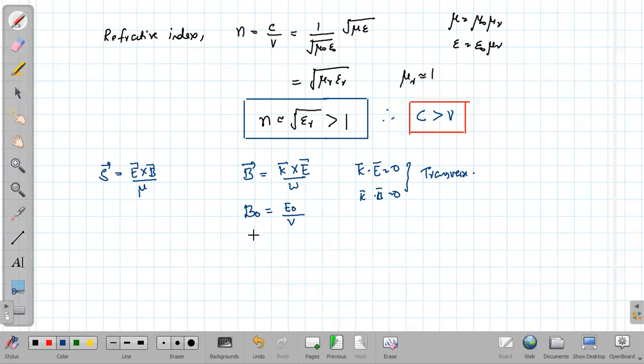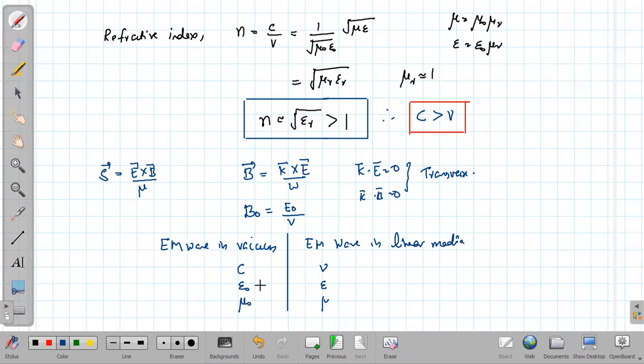So, the electromagnetic wave in vacuum and the electromagnetic wave in linear media. What are the differences? The c has to be replaced with v, epsilon 0 has to be replaced with epsilon, and mu 0 has to be replaced with mu. So these are the only three differences. All other things are the same.